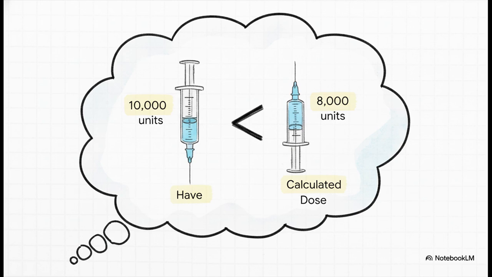Let's do our safety check. We want 8,000 units. A full milliliter has 10,000. So does it make sense that we need a little less than a full milliliter? Absolutely. The logic is sound.